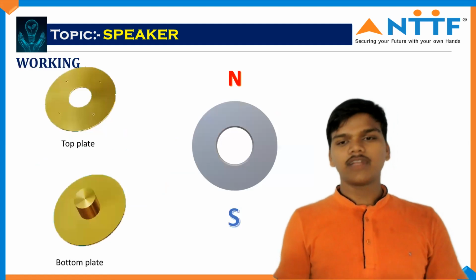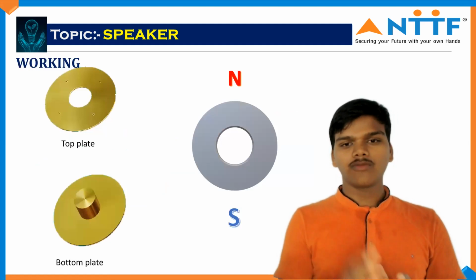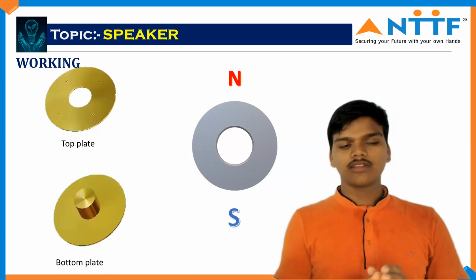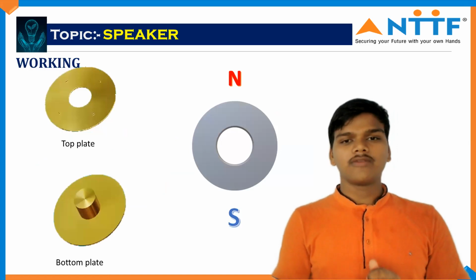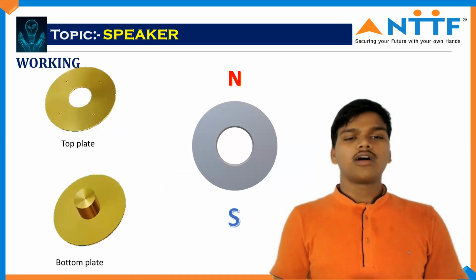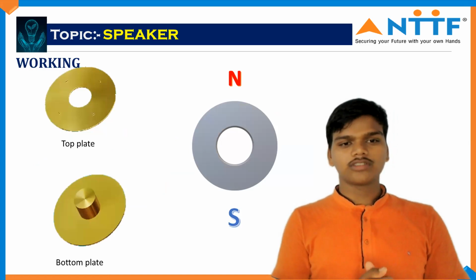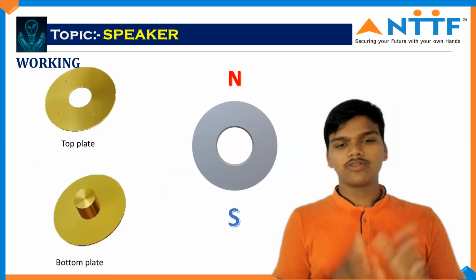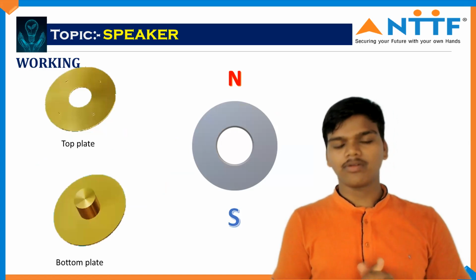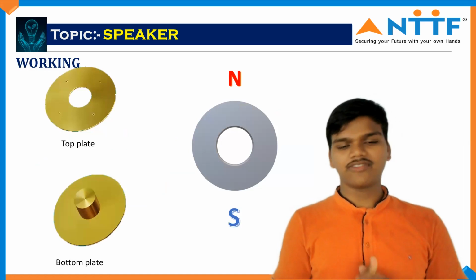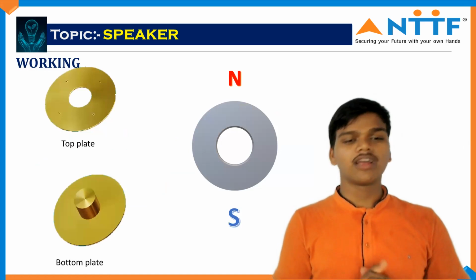Starting with the working, when you open any speaker, you will see one magnet there. This magnet is a permanent magnet, which has two poles, as every magnet has, one north pole and one south pole. And there are two major components also, a top plate and a bottom plate. If you notice, the construction of the top plate is simple, but the construction of the bottom plate is different. It has one cylindrical bar in between. So it plays a major role in the creation of sound.